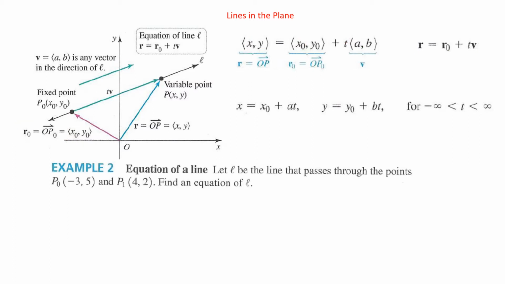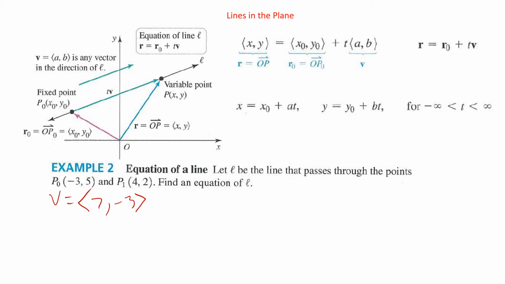What if we have 2 points? If we have 2 points, we just need to figure out the direction. It's just like finding a slope. We need to find that direction vector. So v, let's go from p naught to p1. It doesn't matter which way we go, just like with a slope, because t could be negative infinity to positive infinity. It'll just switch which way it is. But we'll go from p naught to p1. So how do we get from negative 3 to 4? We add 7. How do we get from 5 to 2? We subtract 3. There's my vector.